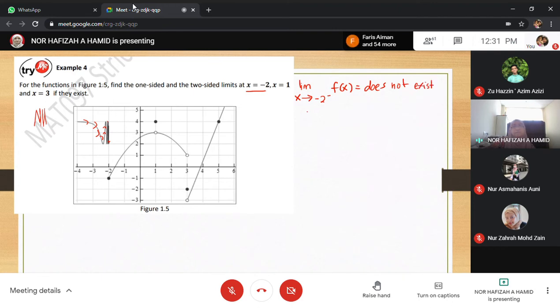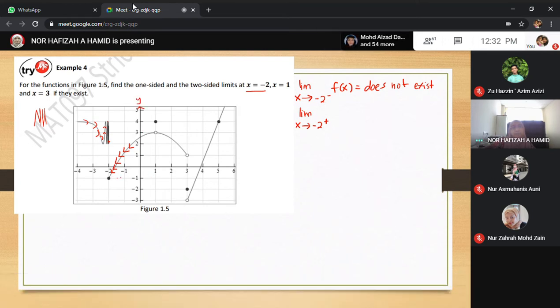Okay. So you check for limit when x approach to -2 plus. When x approach to -2 plus, dia akan approach -2 from the right. So you tengok graph yang right daripada -2. So right dia yang ini. Dia akan approach kepada -2. Lepas tu you kena determine what is the value at the y axis. So value at the y is -1. So fx is equal to -1.